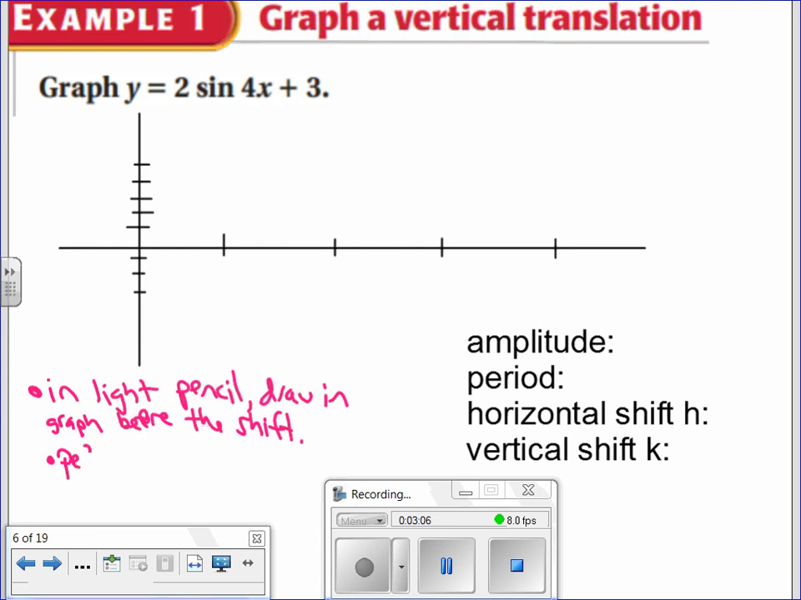Then you'll perform the shift and highlight your answer. I told people if you have a highlighter with you, that'd be awesome because you'll have this light line drawn in, but then you'll have a highlighted line that we will know is your final answer after it has been shifted.